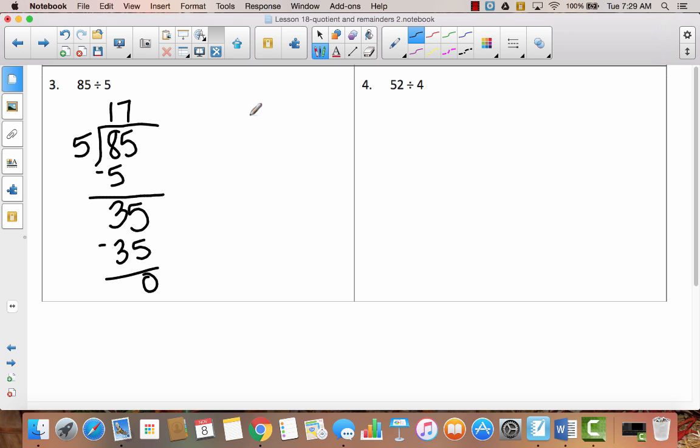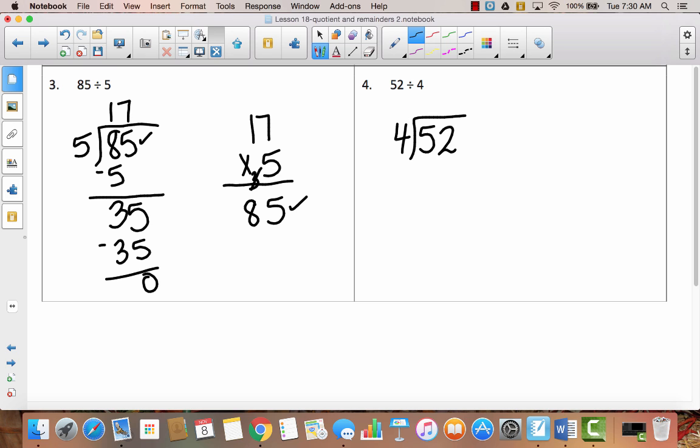So I'm going to check my answer. My quotient 17. I divide it by 5, so to check, I'm going to multiply by 5. 7 times 5 is 35. 1 times 5 is 5, plus those 3 makes 85. So my answer matches my total, so it must be correct. All right, I'm going to walk you through another one. Again, if you feel like you don't need me to walk you through this one and you're ready to do it on your own, pause the video and try it on your own. See how you do. All right, so I have 5 tens divided by 4.